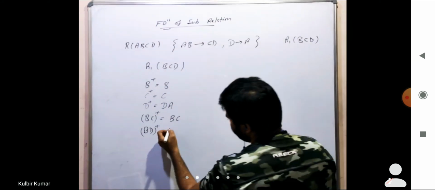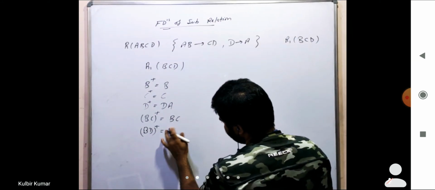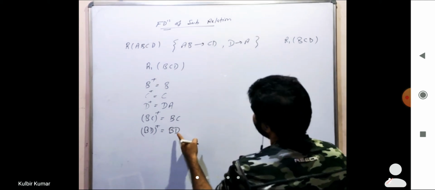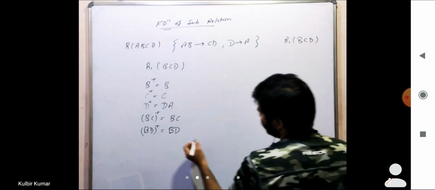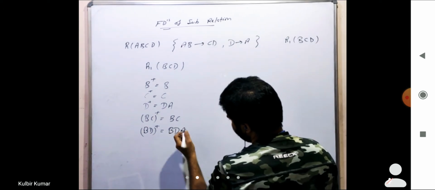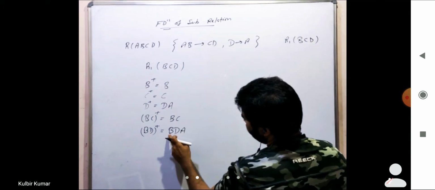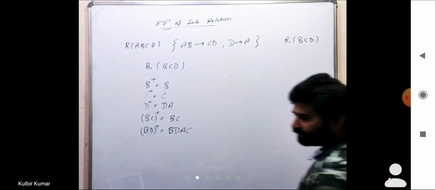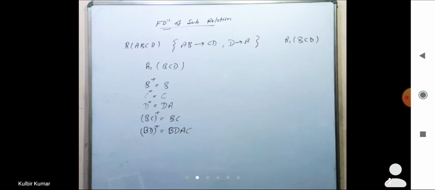BD closure means B and D itself, and further with the help of D I can derive A, and with the help of A and B I can derive C also. So here C also. Okay, and this is the BD closure.